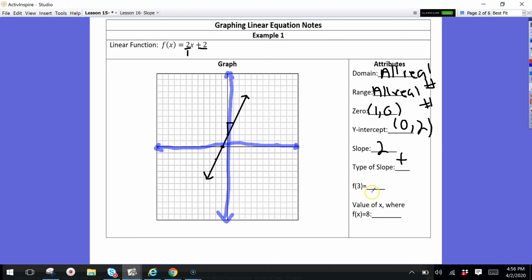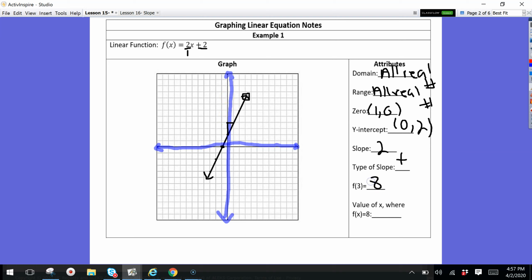Now we need to identify what f of 3 is. So what is the value of y when x is 3? Well, we're going to look here. When is x 3? 1, 2, 3. Let's go up here to get a point. Okay, it's this point right here. Well, what is the y value? 1, 2, 3, 4, 5, 6, 7, 8.